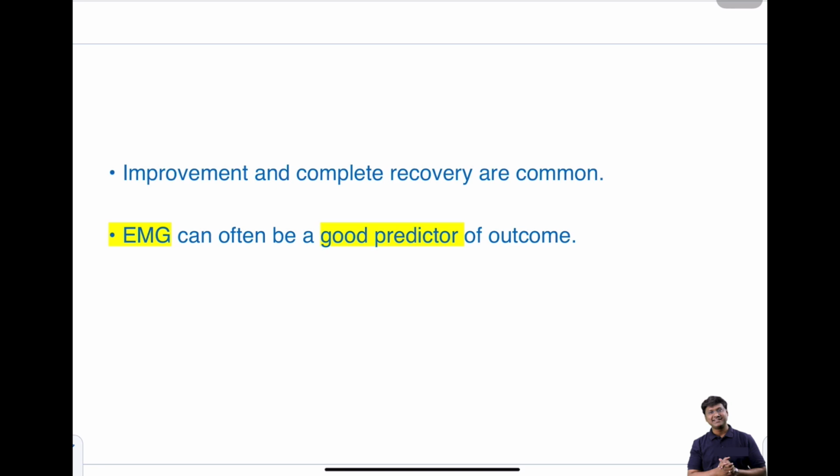How is the prognosis in these patients with Bell's palsy? Almost 95 to 99% of individuals will have complete recovery. The prognosis is good. The outcome depends upon the electromyography, which is a very good predictor of the outcome.